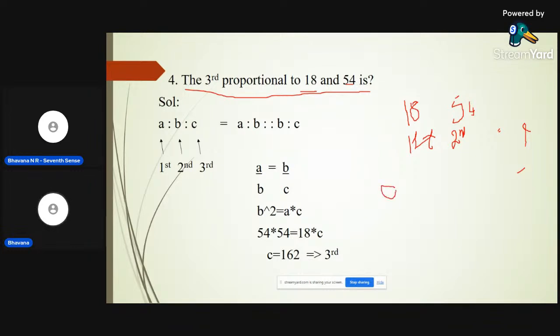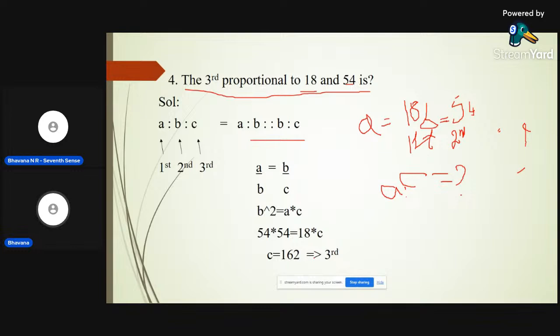That is A is to B proportional to B is to C. As we know how to write A by B, A is to B and B is to C, now we have B square. B square means a multiple of the B value. So let's consider 18 equals A and 54 equals B. We need to find the C value.